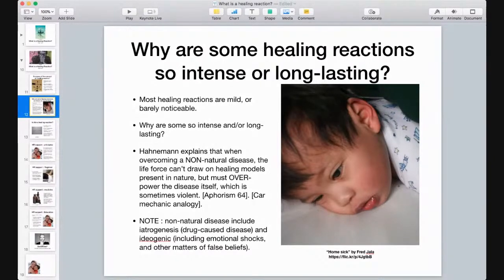And the analogy I've often used when I'm explaining that is, imagine if you took your car into the mechanic, because something needed to be fixed, some part needed to be replaced or something.